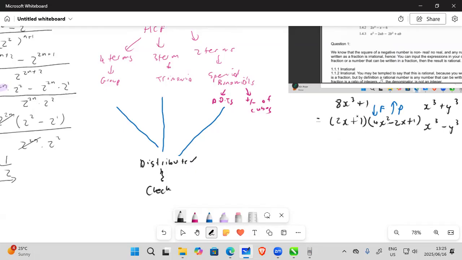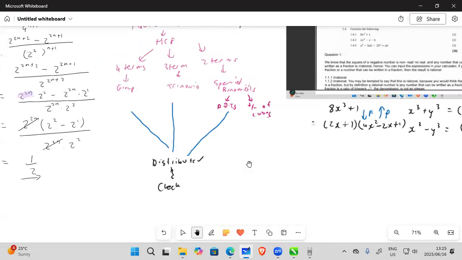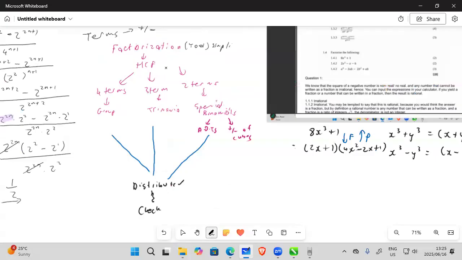I'm sure you all would agree that this is in the simplest form. How do I check? Go back to the top. Can I take out an HCF from this bracket? No, I can't. Then how many terms do we have? We have 2 terms in this bracket. Can we simplify it using difference of two squares? No, you can't. Sum or difference of cubes? No, you can't. So that's in the simplest form.